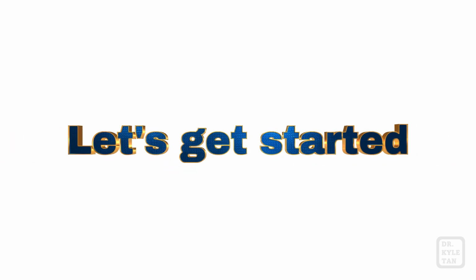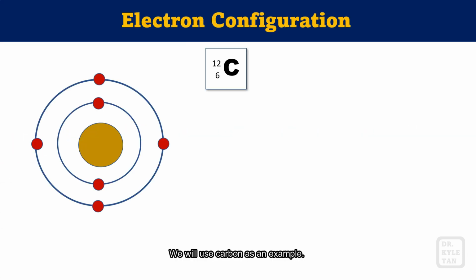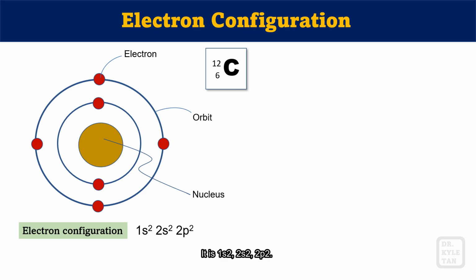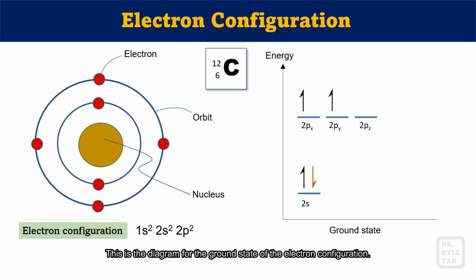Let's get started. We will use carbon as an example. Before that, we need to know the electron configuration of carbon. It is 1s2, 2s2, 2p2. This is the diagram for the ground state of the electron configuration.